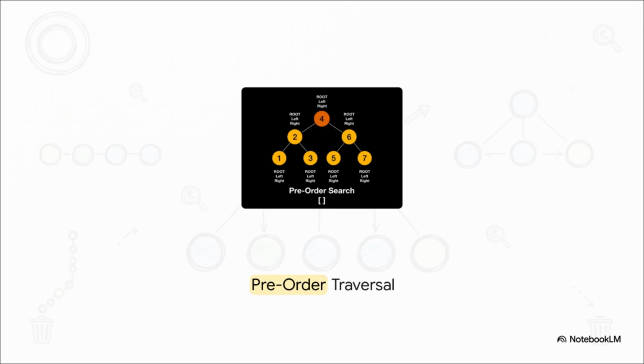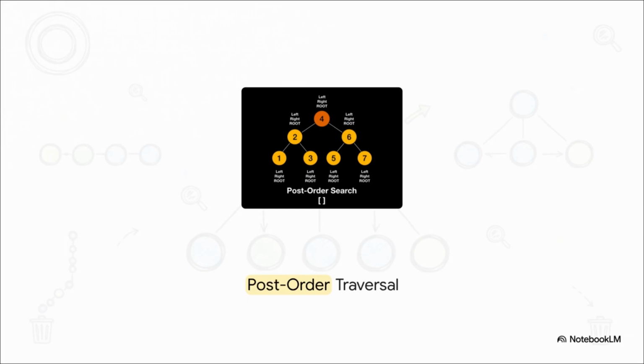Compare that to a pre-order traversal. Here, we visit the root node first, then the left, then the right. Because you are capturing the parent node before its children, pre-order is absolutely the ideal algorithm when your goal is to create an exact architectural copy of the tree, or when you need to generate a prefix expression.